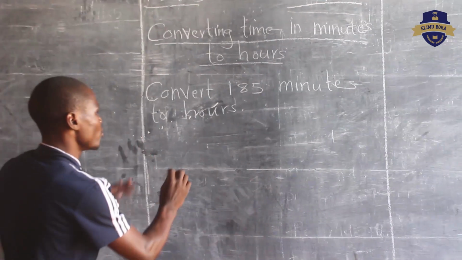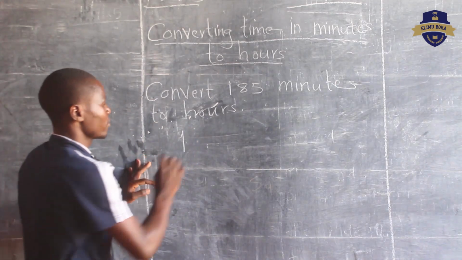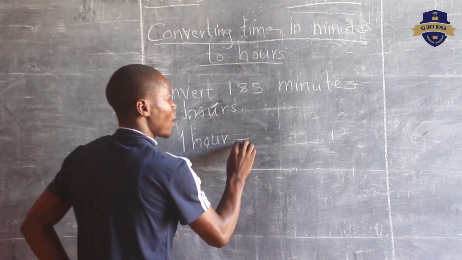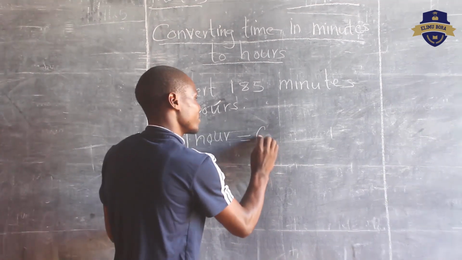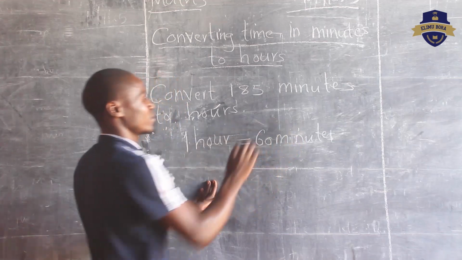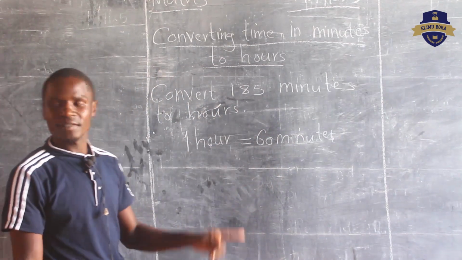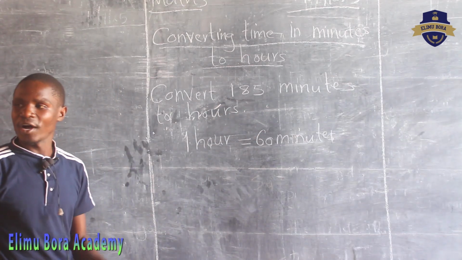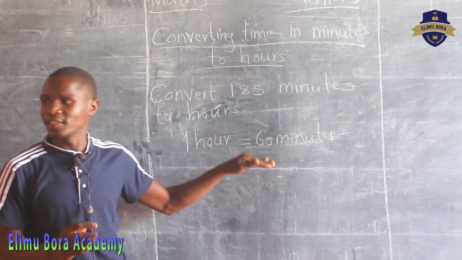First of all, you have to start with the formula, which says that 1 hour is equal to how many minutes? 60 minutes. Are we there? Now, how many minutes do we have here? 185. So our work here is to find out how many times this 60 goes into 185.